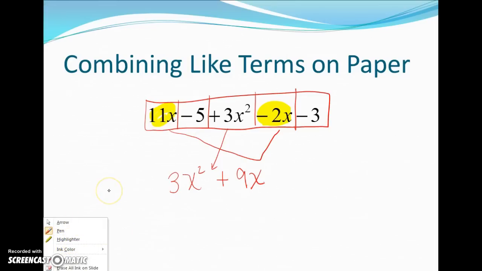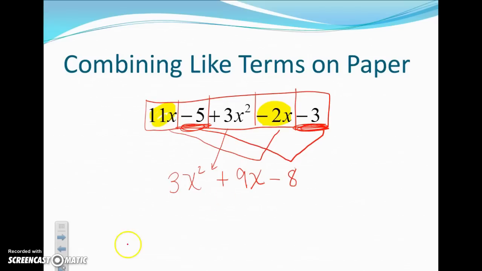Okay. And then the last terms, negative 5, and then negative 3. They are like terms. So negative 5 minus 3 will give you negative 8. If you're not comfortable with integer rules, you are welcome to use your calculator.